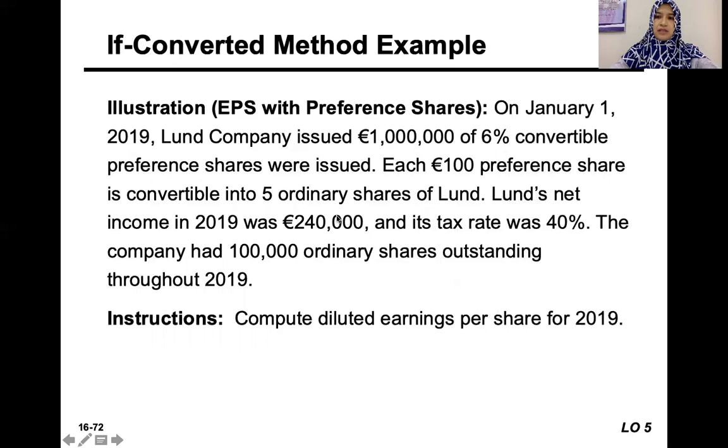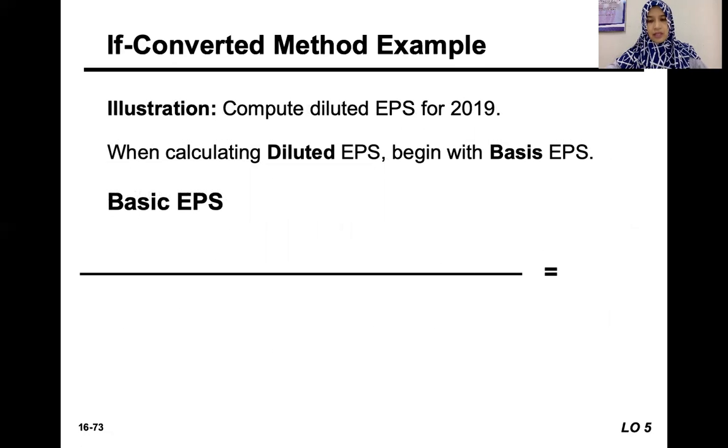Okay, let's see this example. The company issued 1,000 of 6% convertible preference shares. Each 100 preference shares is convertible into 5 ordinary shares. The net income is 240,000. The tax rate was 40%. The company had 100,000 ordinary shares outstanding throughout 2019. So how do we calculate the diluted EPS?